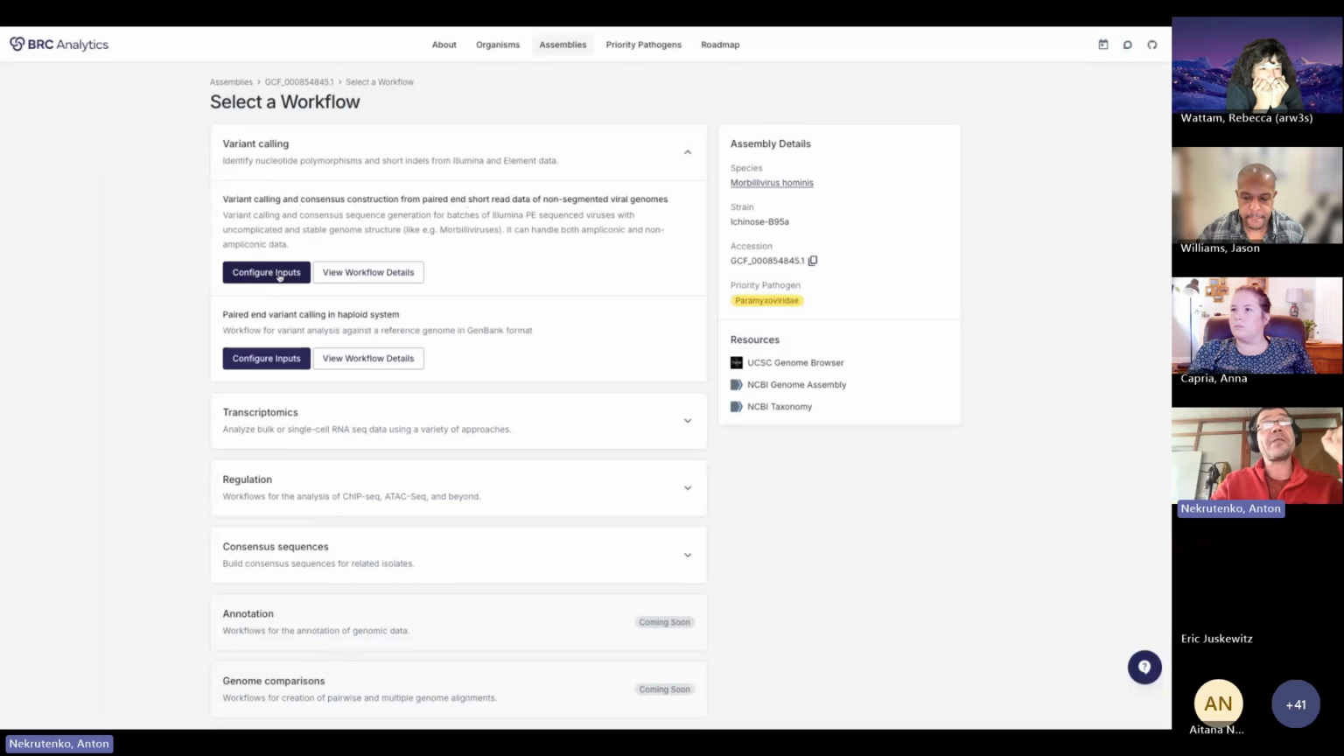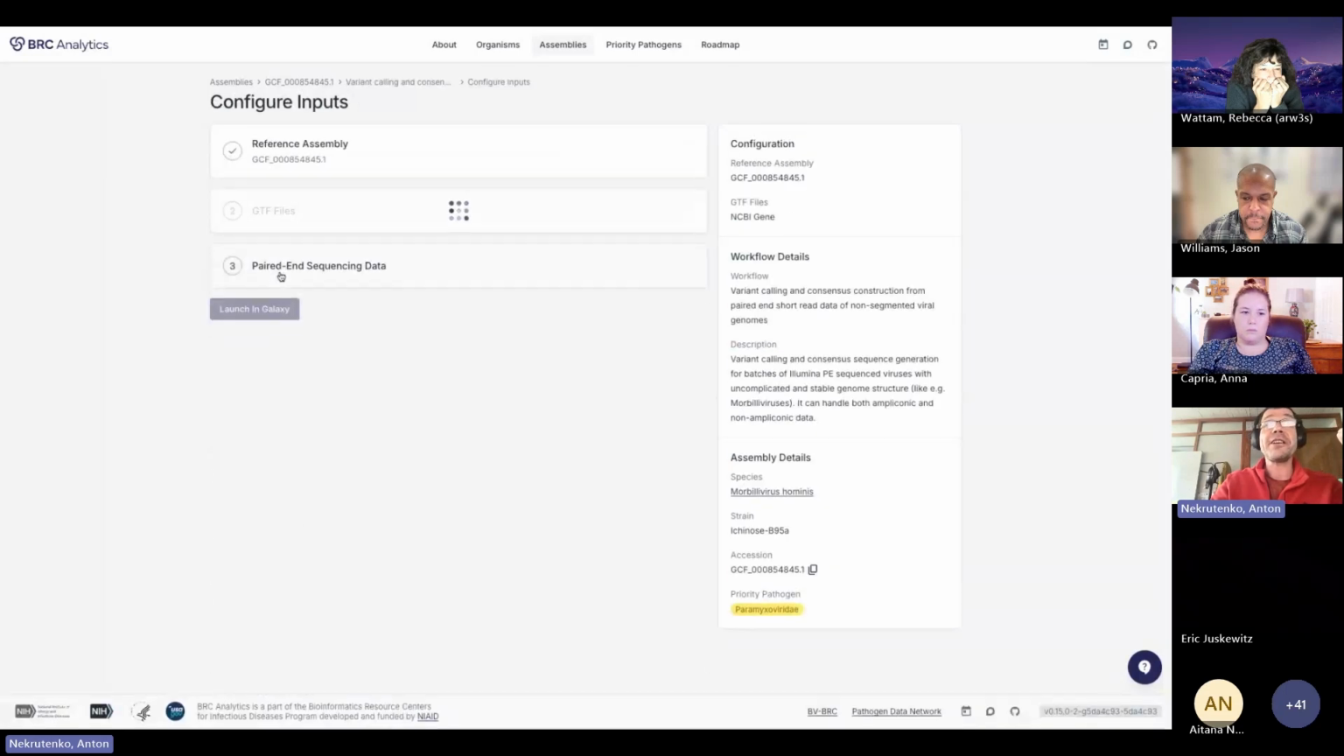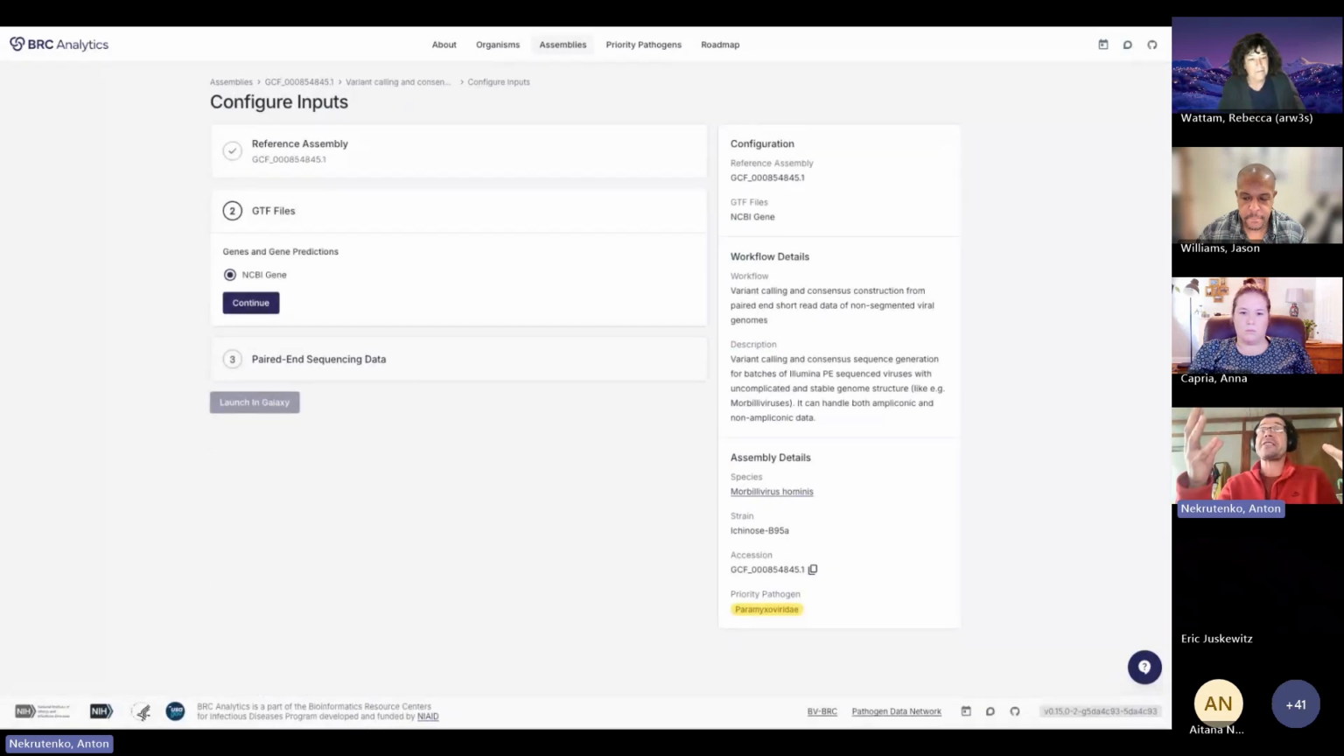And once I pick the workflow, I can configure inputs. So when you do surveillance studies, what you essentially do is collect data from individuals, map it against the reference, and call variants. So the reference we already picked.